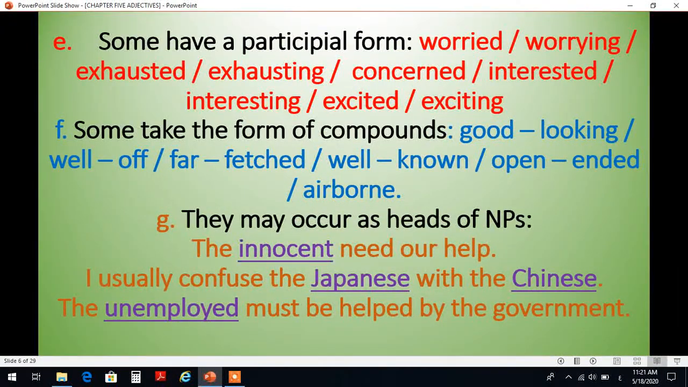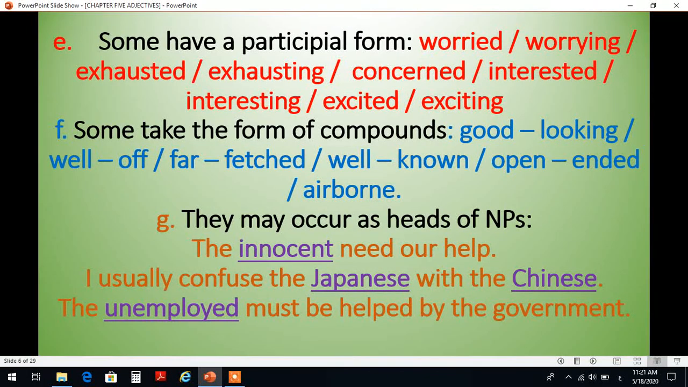Some have a participial form أي تكون مشبهة بالأفعال. For example, worried or worrying, exhausted, exhausting, concerned, interested or interesting, excited or exciting. These are called adjectives having a participial form.